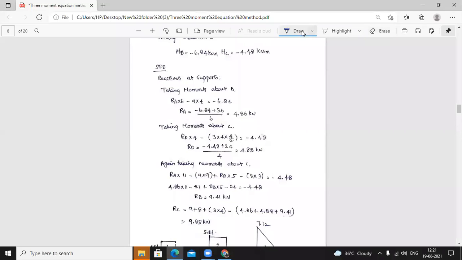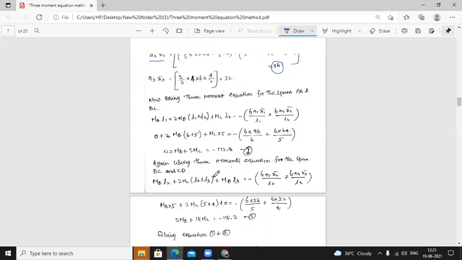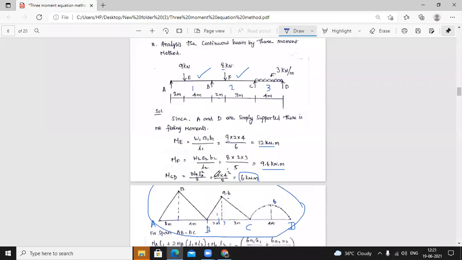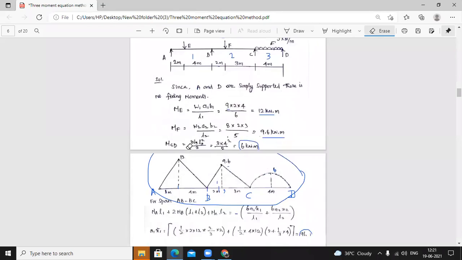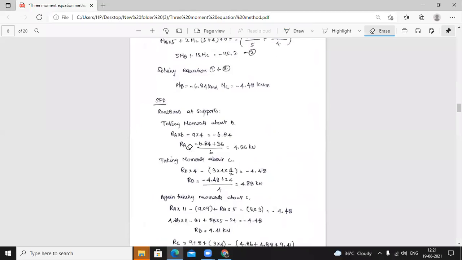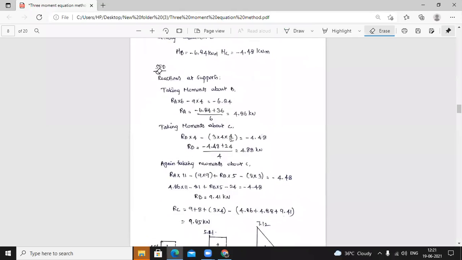So now let us calculate the shear force diagram. How to calculate shear force? You can see, I will explain how to calculate shear force. First take the span. Okay. Yes, you can see SFD.